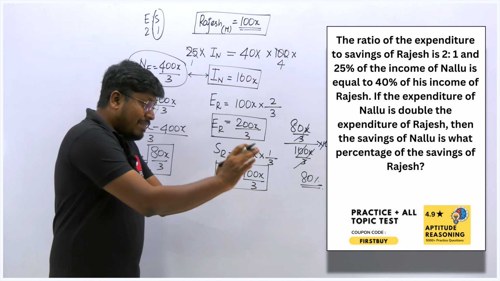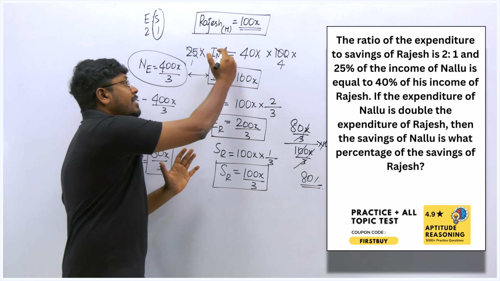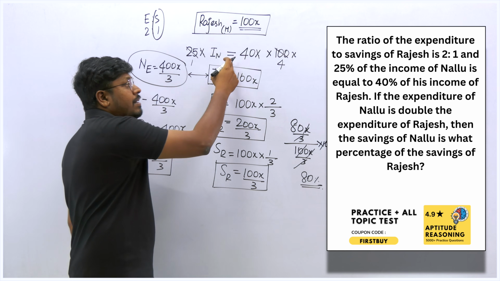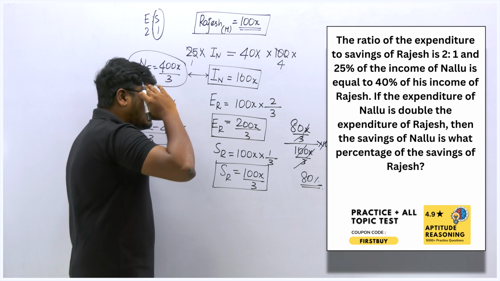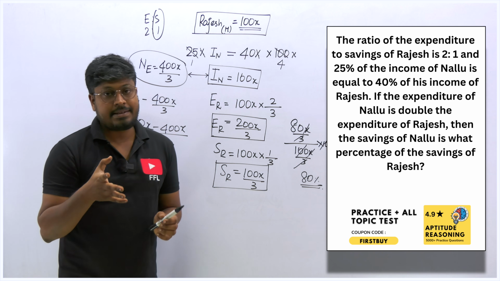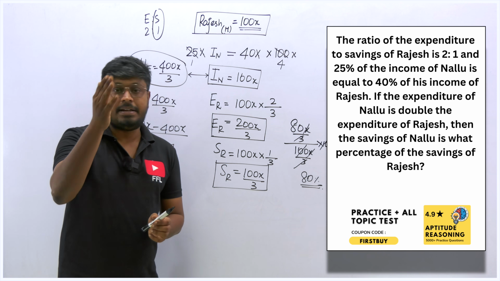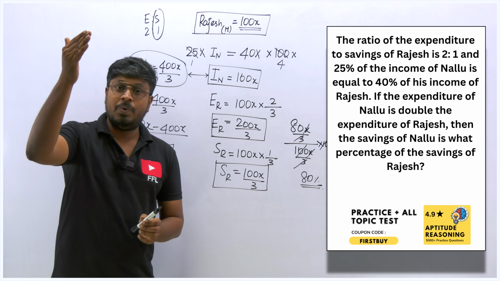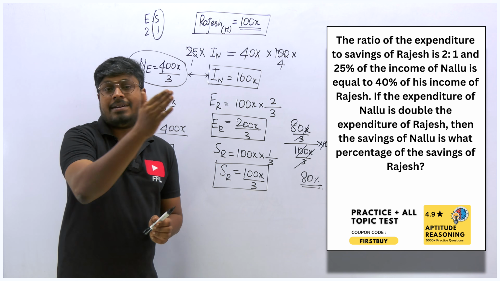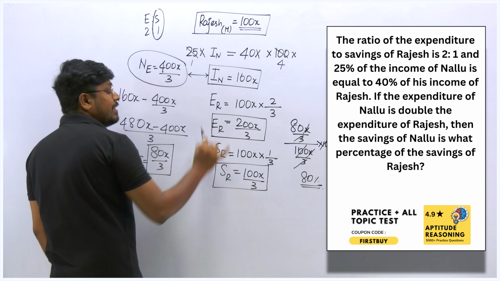So friends, solving the question is very simple. And for understanding, I've written all the things step by step. But in your exams, you should not write all the values like this. Just calculate in the mind. If the Rajesh total income is 100x, his expenditure will be, just calculate in the mind, 100 into 2 divided by 3. So 200 by 3. And what about the savings? 100 into 1 divided by 3. 100 by 3. So directly try to write only the final steps.